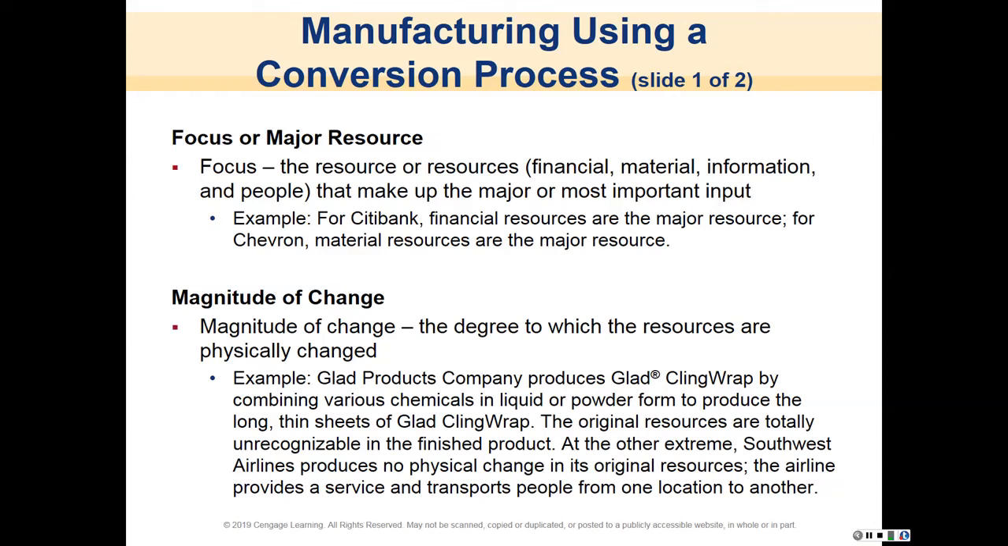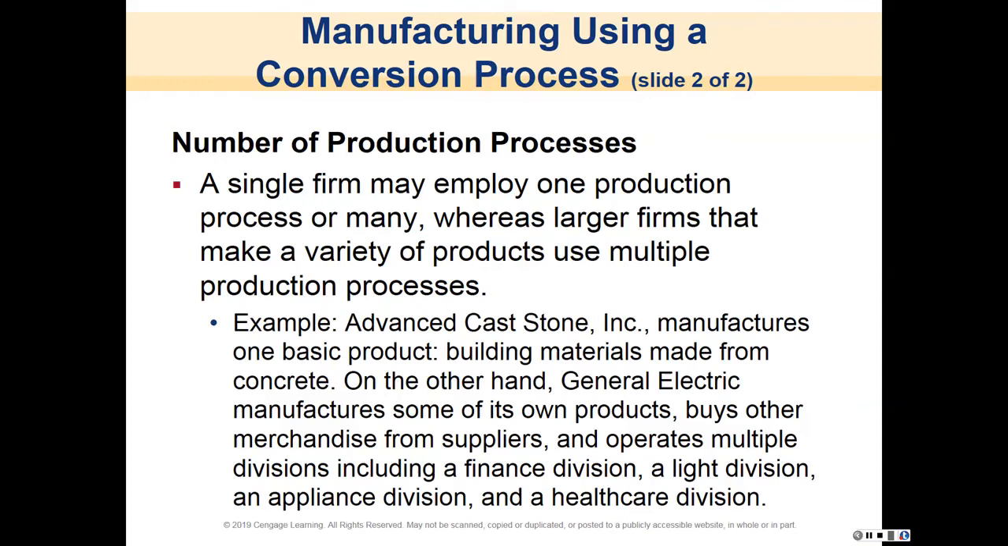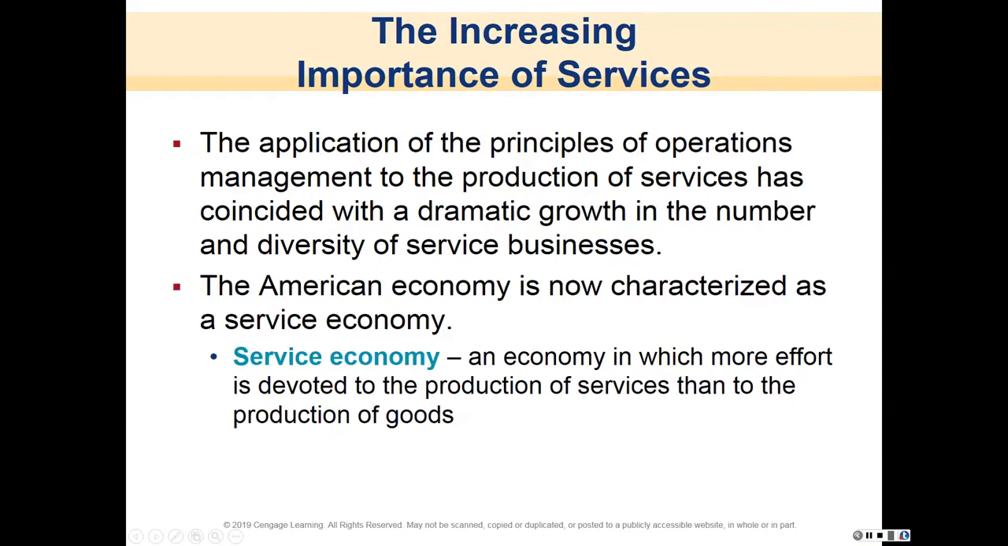Magnitude of change just says how much the resource has physically changed from what it started as. So they give the example here of Glad cling wrap. It starts out as a liquid or a powder, and then it ends up as this long, thin sheet. So it's unrecognizable from what it was. So it's changed a lot. The number of production processes is just the number of steps it takes to get from the raw materials to the finished product. How many steps are there in that process?